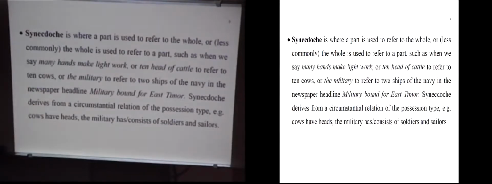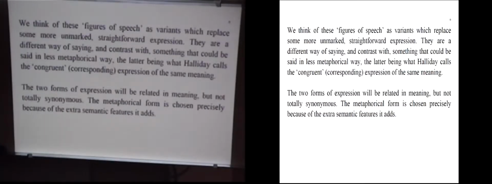And this derives from a kind of circumstantial relation of the possessive type. So cows have heads, the military has soldiers and sailors. So you can use the part to refer to the whole. Now, we think of these figures of speech, so they're called figures of speech, as variants which replace a more unmarked, straightforward expression. They're really just a different way of saying.